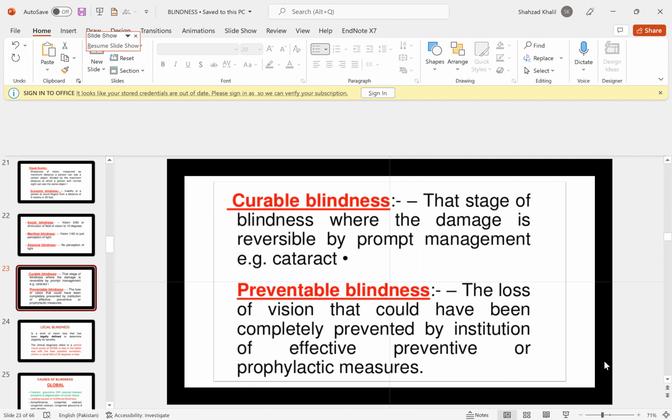Absolute blindness, no perception of light. Curable blindness, that stage of blindness where the damage is reversible by prompt management, for example, cataract. Preventable blindness, the loss of vision that could have been completely prevented by institution of effective preventive or prophylactic measures.